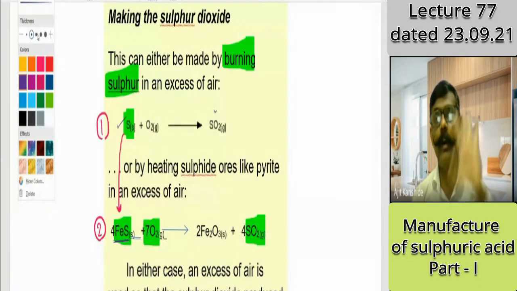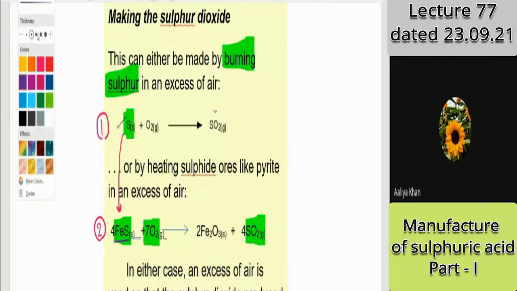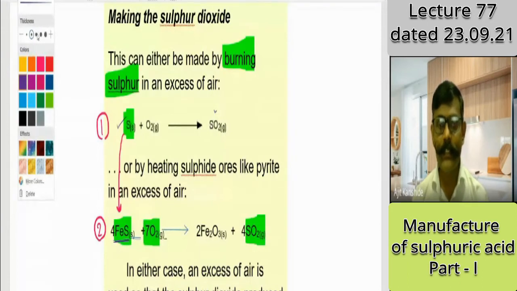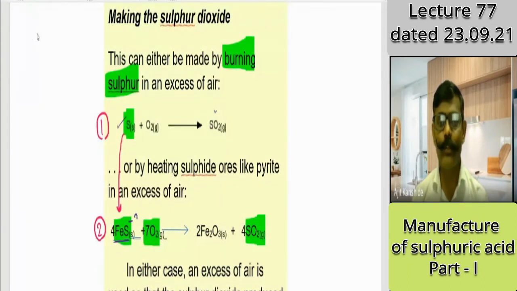Basic thing, oxide and sulfide ions carry a -2 charge. My question is, what is the charge on iron in FeS? Plus 2. Yes, the basic thing is sulfide carries -2 charge, so iron will carry +2 charge.